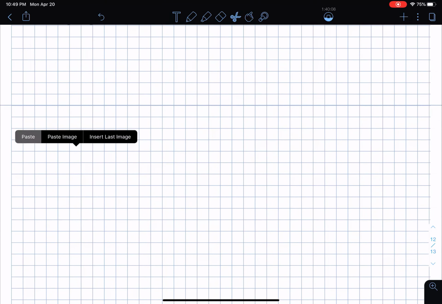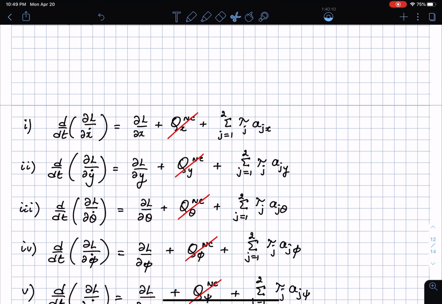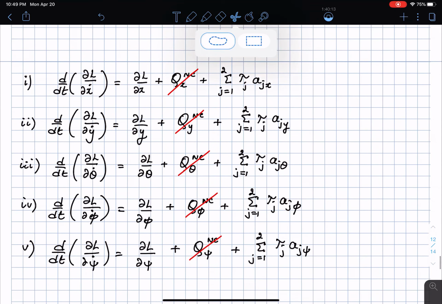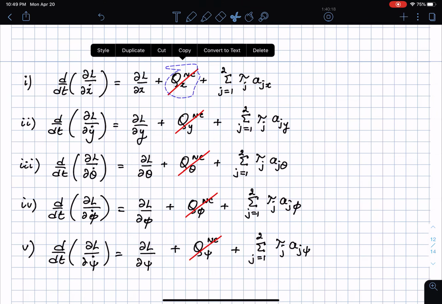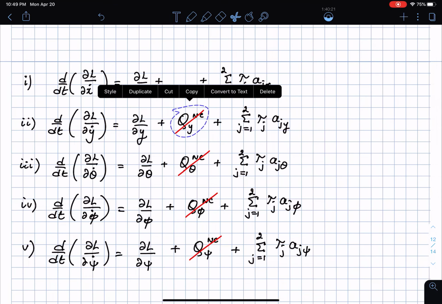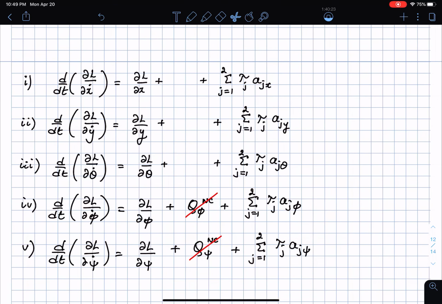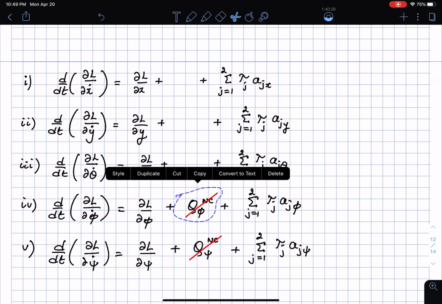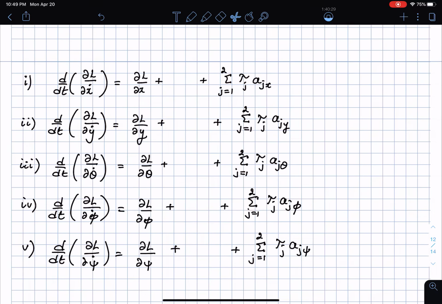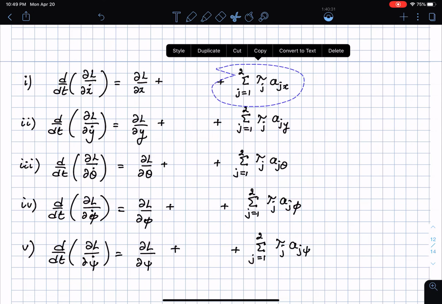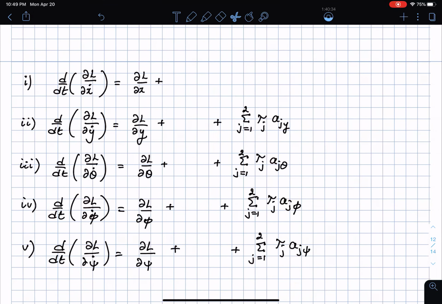So in this situation, if I start pasting the equations from before, I'm going to get rid of some of these terms here. That's gone for me, that is gone for me, that is also gone for me, that is also gone, vanished. Now if I take this one and cut that out, this is going to be lambda 1 a1x plus lambda 2 a2x. Then likewise I'm going to take all of these and get rid of them.